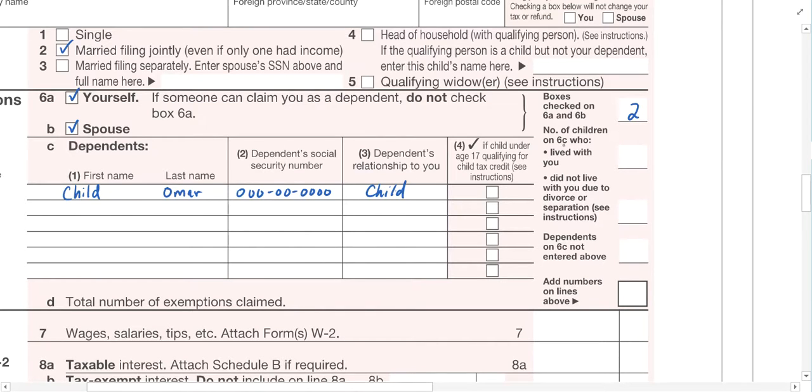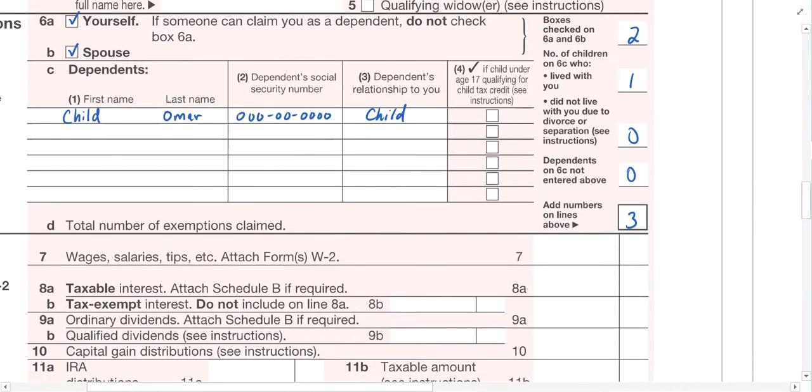As we keep reading, this summary box on the right says to put checks to count the number of children in this group, line or group C, how many of them lived with you. So I'm going to assume that this child did live with this couple. There were none that did not live with them because of divorce or separation, and anybody else that was left out, well, nobody else was indicated in this scenario. So we'll go ahead and add those 4 numbers, and we've got a total of 3.